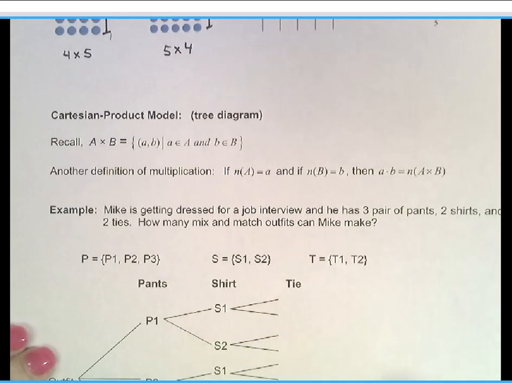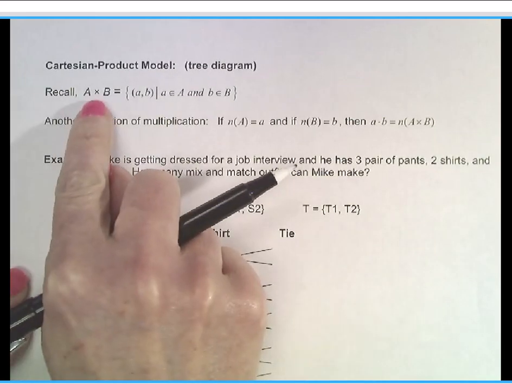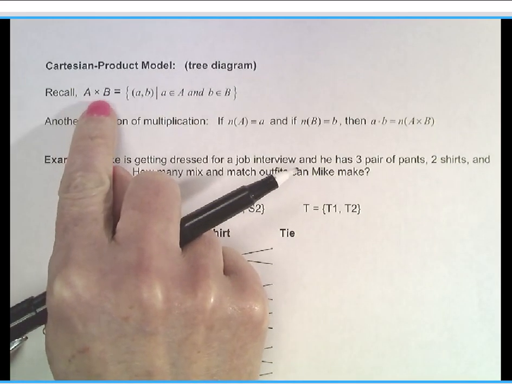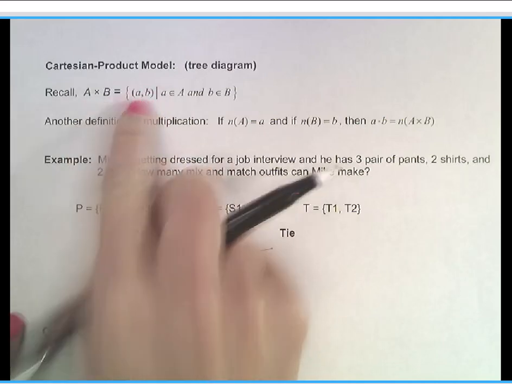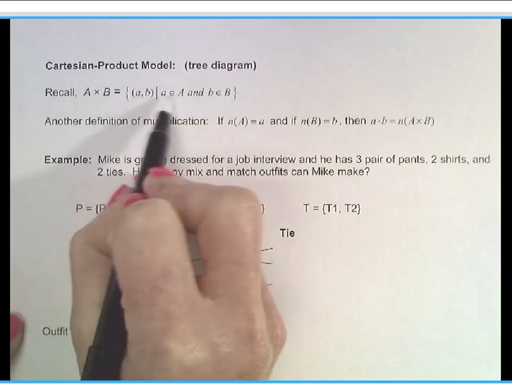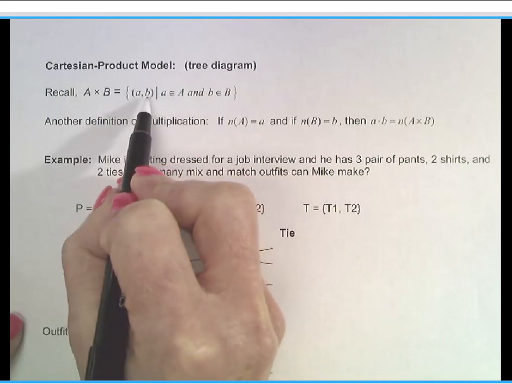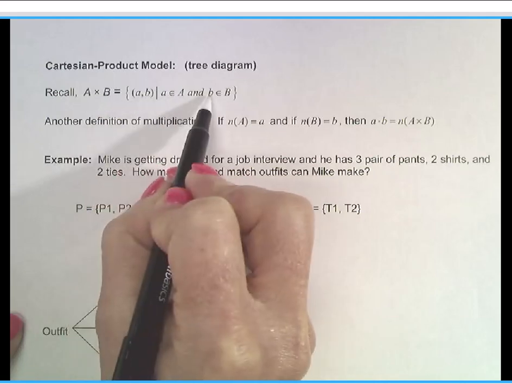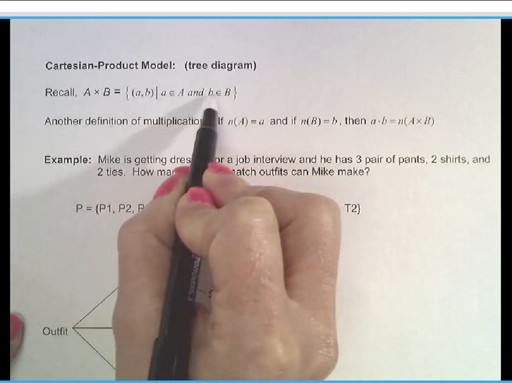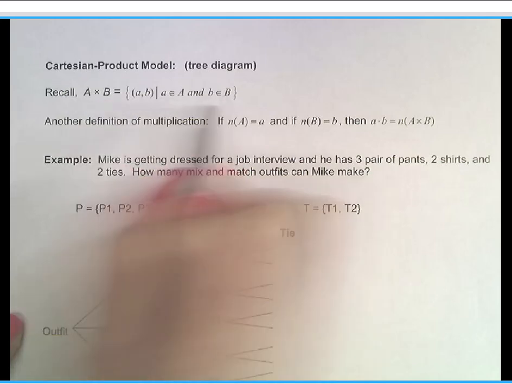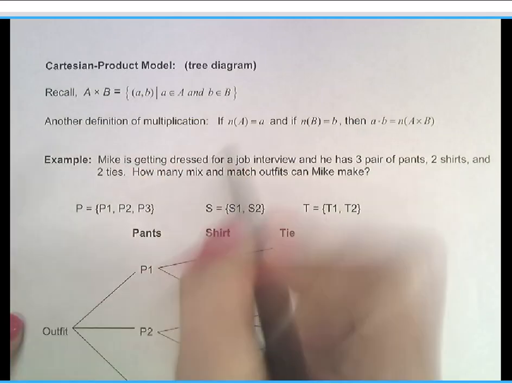And then there's the Cartesian product model, and we've already talked about the Cartesian product before. So if you will recall, A cross B, this is a set. It's a set of ordered pairs where the first part of the ordered pair is an element of set A, and the second part of the ordered pair is an element from set B. So if you go back, this is set builder notation. That little symbol means element. This is all like a recall from the previous chapter.